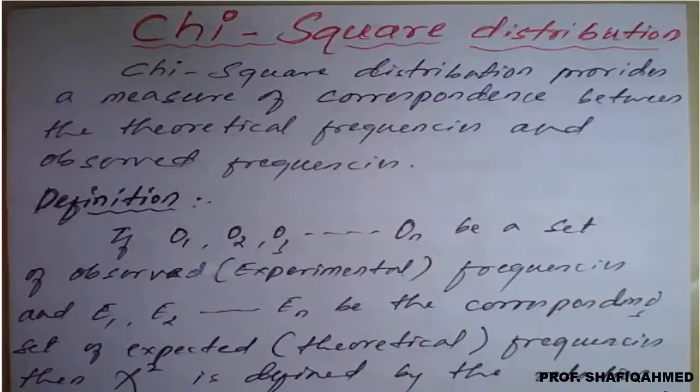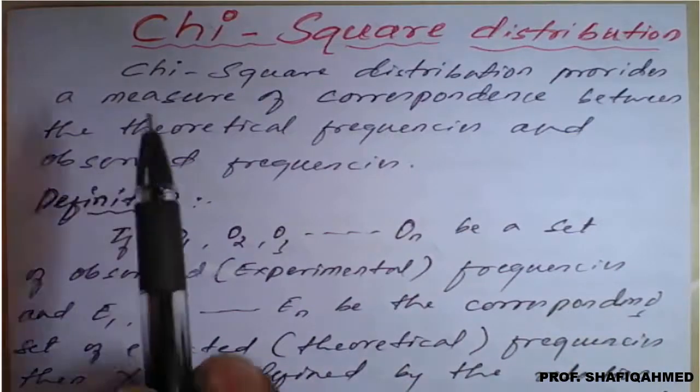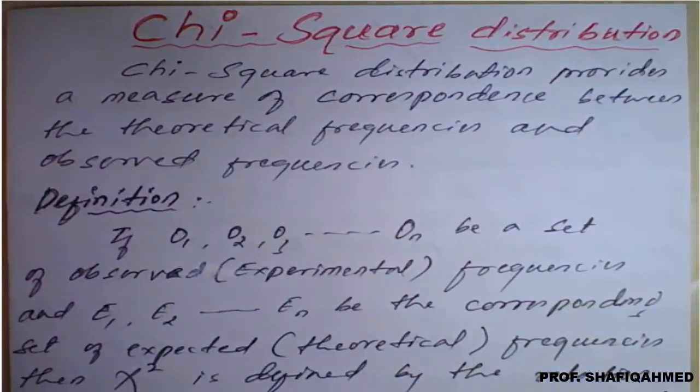Good morning, dear students. In today's class we'll see chi-square distribution. This chi-square distribution comes under sampling for small data, or small samples of less than 30.